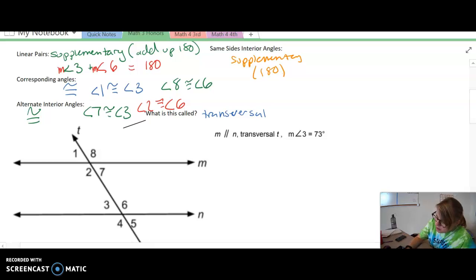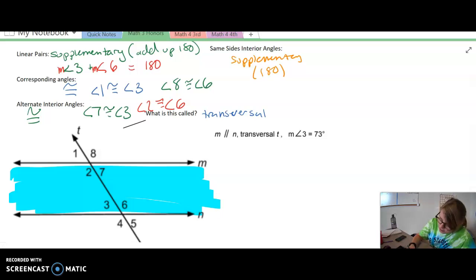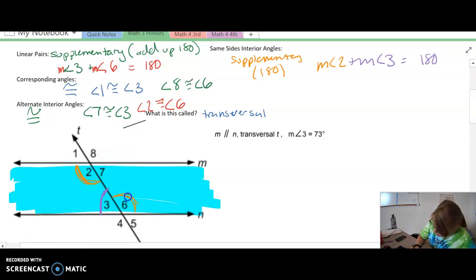So an example, we have to remember that interior means we're only dealing with between. So we can say that angle 2 is supplementary to angle 3. So I would say that the measure of angle 2 plus the measure of angle 3 is going to equal 180. We could also say that the measure of angle 6 and the measure of angle 7 are going to add up to 180 as well. Okay, so that's what that means.